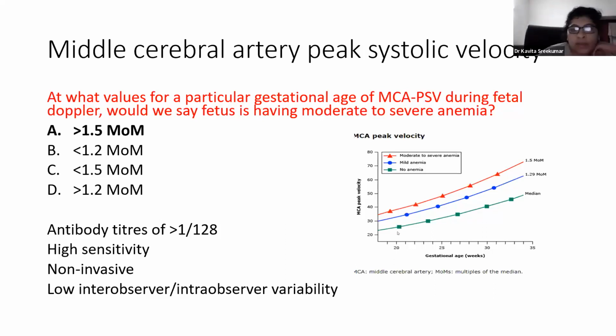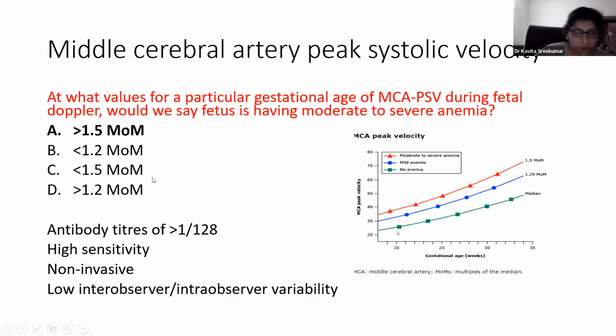So you should not get confused there. And these are the nomograms according to gestational age you have to see. So this is the peak velocity and these are the gestational ages. The green ones are the median values. The blue ones are for mild anemia and the red triangles are for moderate to severe anemia. So anything more than 1.5 multiples of median, you will consider this child as having significant fetal anemia. You would do a cordocentesis, check the baby's blood group, and if needed, you will monitor her, and if needed, you will do intrauterine transfusions.